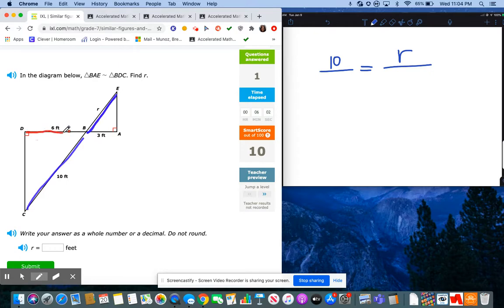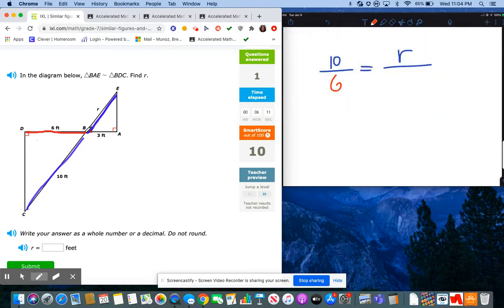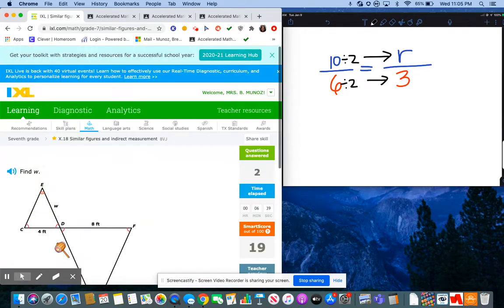This 6, I'm going to write it right here. That 6 is corresponding to this 3, right? And so to solve this proportion, what would I do? I think we can divide by 2. So I divide by 2 here, get 3. So 10 divided by 2 gives us 5, right? And so we go, okay, here is 5, right? And there, we submit. There you go.